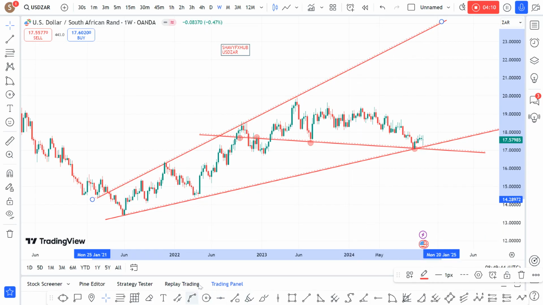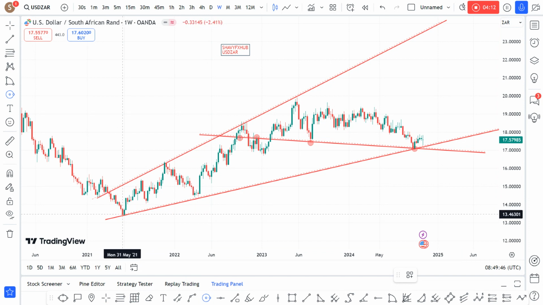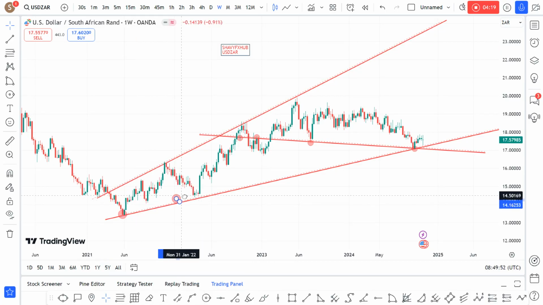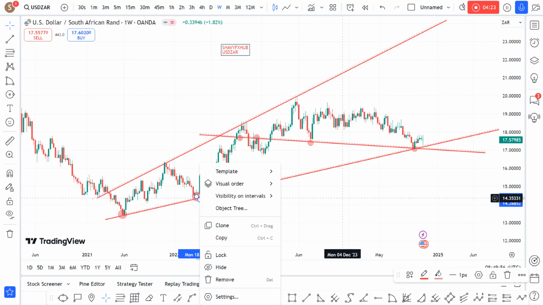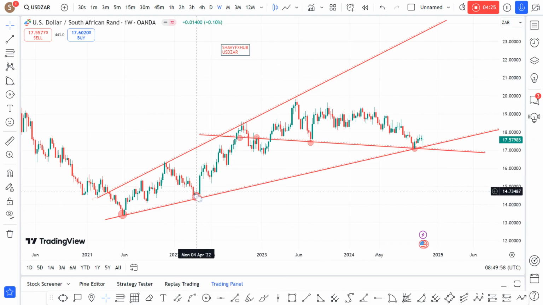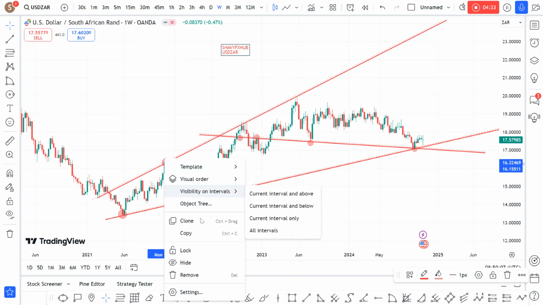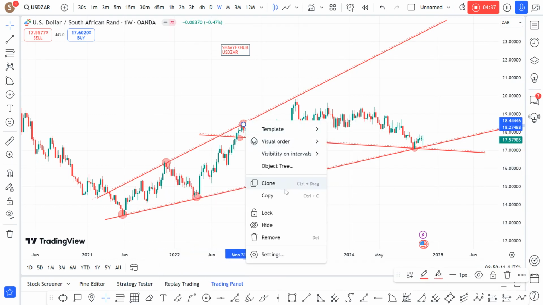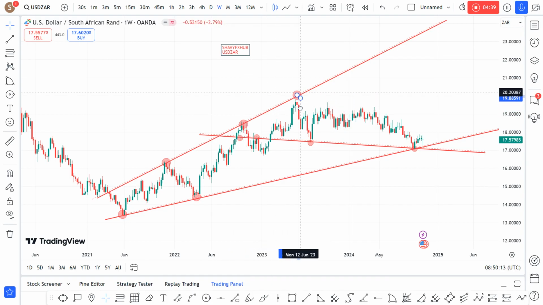So we have here demand, support structure, support structure, and support structure. So these are demand floor. On the top, we have our supply roof, resistance structure, resistance structure, and resistance structure.